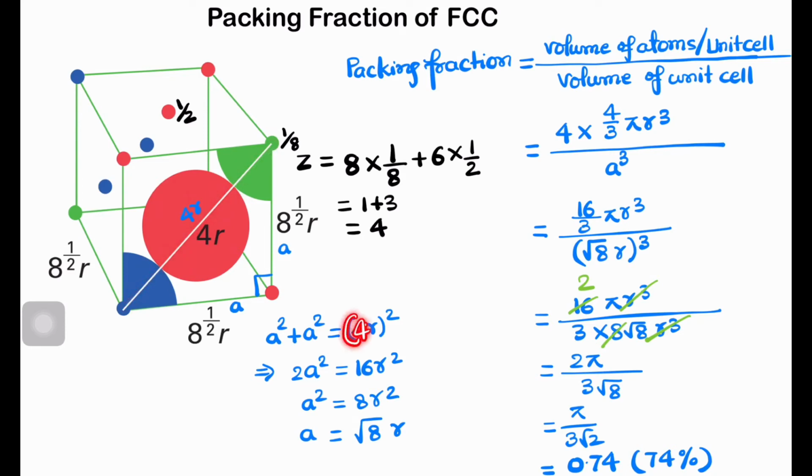So hypotenuse square will be equal to side square plus side square, that is perpendicular square plus base square equal to hypotenuse square. And from that we'll get the relation between edge length and radius, that is a equal to root 8r, that is 2 root 2r. Now we can put the value of a as root 8r, and we will solve this. After solving, we are getting this expression finally.